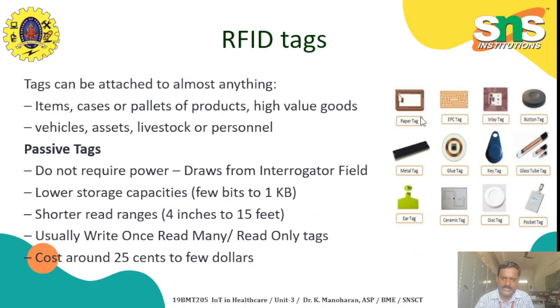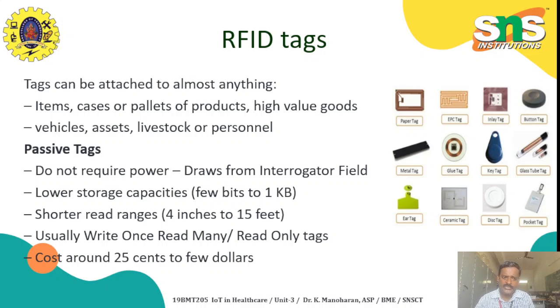Look at this, some examples of RFID tags. A tag can be attached to almost anything. Wherever you look, we can attach RFID tags: items, cases, plates, products, high-value goods, vehicles, assets, livestock, or personnel. So many things we can attach tags to. Even ID cards, such as student ID cards, we can use RFID to track them.